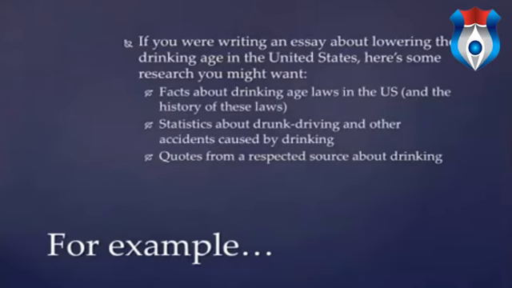You might also want to do some research on statistics about drunk driving or other accidents caused by drinking. There are a lot of accidents that drinking causes, and if you're trying to argue that we should lower the drinking age, some people might say that it will make things more dangerous. So you might want some statistics that would prove the opposite. And finally, you might want some quotes from a respected source about drinking. If you find a good article where someone has argued that the drinking age should be lowered, they agree with your point of view, you might want to quote some lines from their article to show that someone else has had this idea and they support what you're saying.